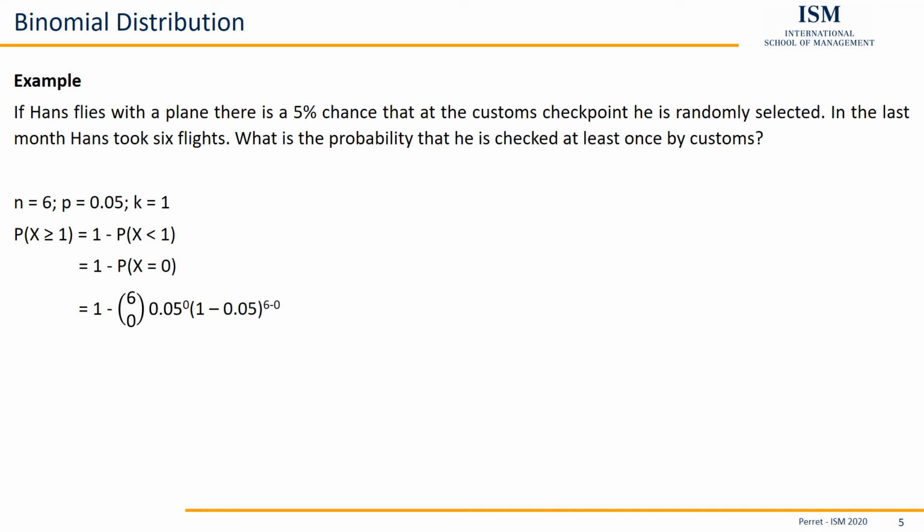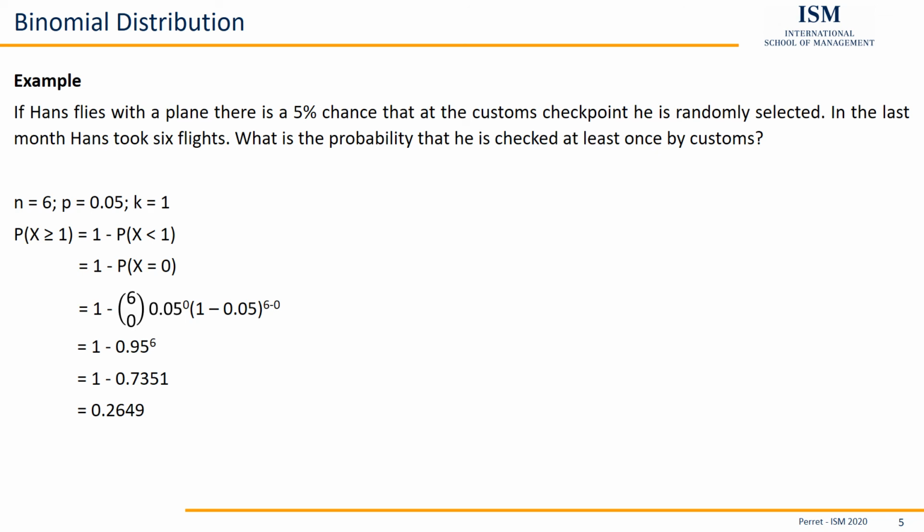The easy part is we already did this, because this was the example before. However, I again inserted this here in the probability density function. This again reduces to 0.95 to the power of 6. This is the result from 2 slides back, and gives me a final result of 0.2649. So there's a chance of 26.49% that he's checked at least once by customs. And that's then all there is to this part.